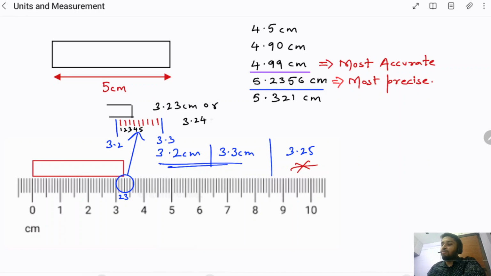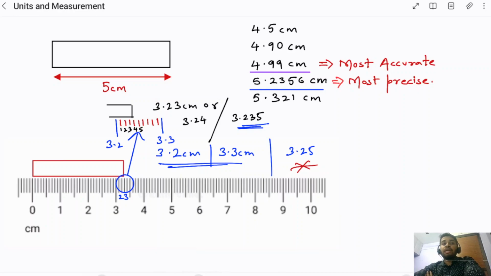Again, we should not write it as 3.235 centimeter, because sometimes we do, but this 5 will be just a guess digit, you can say. Fine. So I hope you are understanding. Here the least count of vernier caliper, if I take, that is 0.1 mm or 0.01 centimeter.